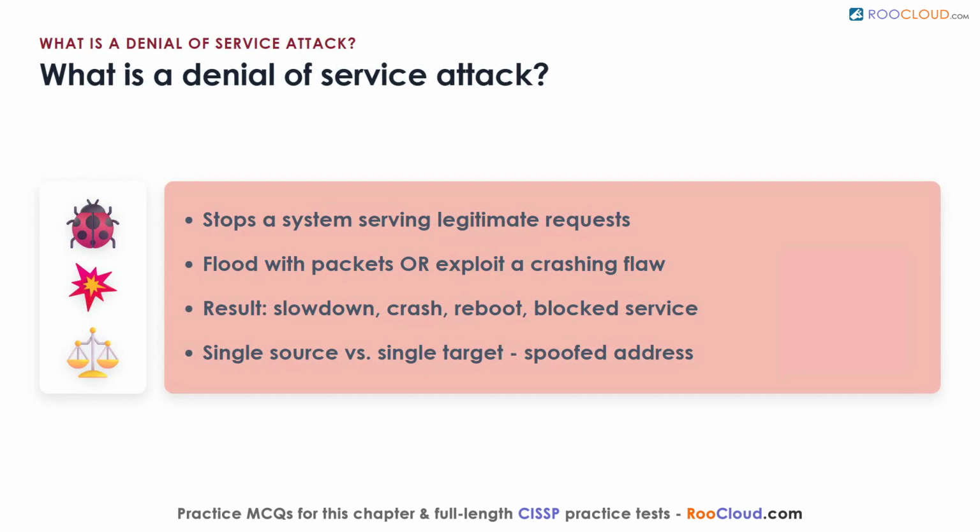What is a denial of service attack? A denial of service attack stops a system from serving legitimate requests. One common form floods a server with more packets than it can process. Another exploits a known flaw to crash the system or pin its processor at full load. The result is degraded performance, crashes, reboots, or blocked service. A basic denial of service comes from a single source against a single target, and attackers usually spoof the source address to stay anonymous. Picture one prank caller jamming a hotline so no real caller can get through.